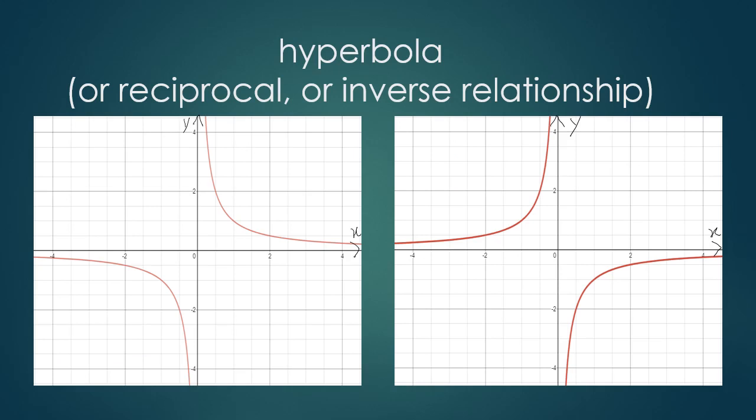Reciprocal relationships, or inverse relationships, are represented by a type of curve called a hyperbola. The full hyperbola has two branches located in opposite quadrants on the graph. The arms of the hyperbola head off towards positive infinity or negative infinity, and the x and y axes form asymptotes of the hyperbola. The arms of the hyperbola get closer and closer to 0, but never actually get there.